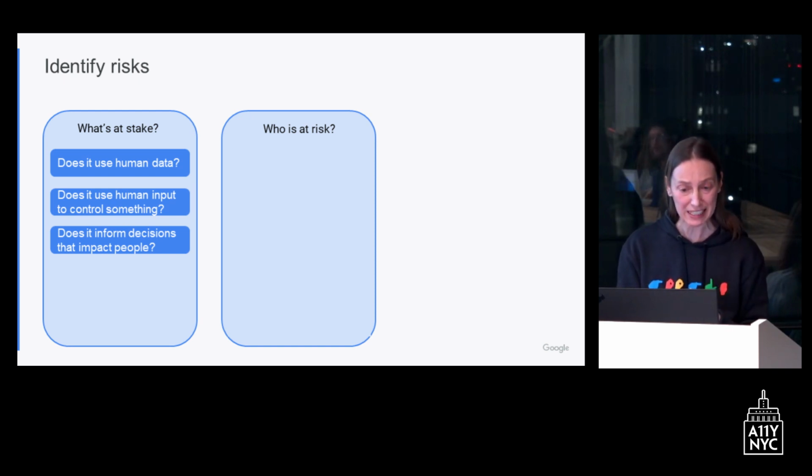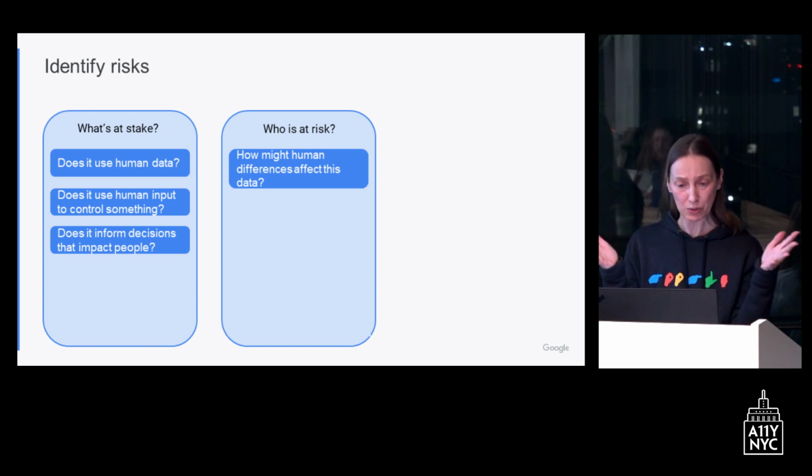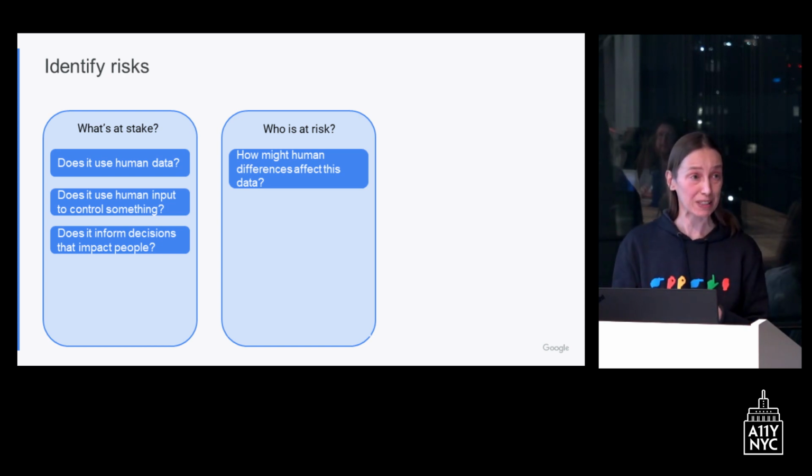Some of the questions here would be, how might differences between people affect the data that's being used? Which groups of people would have input that looks different or might not be able to provide that type of input at all? And this isn't limited to disability. There's all sorts of key stakeholder groups, as the examples that Cindy gave showed.